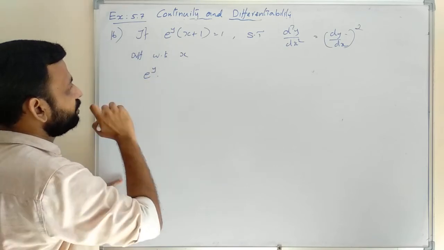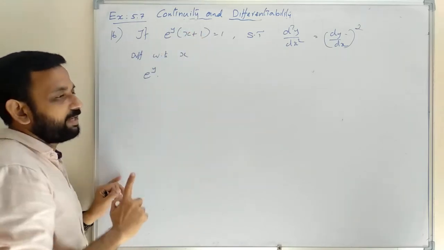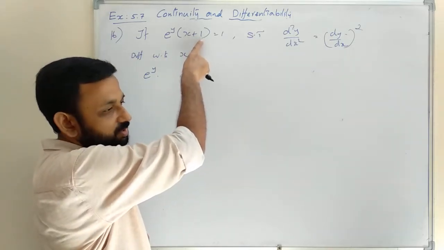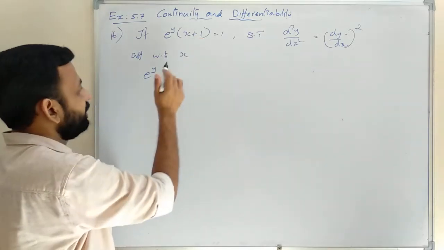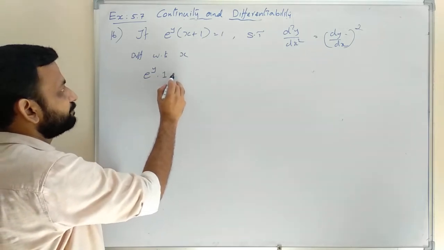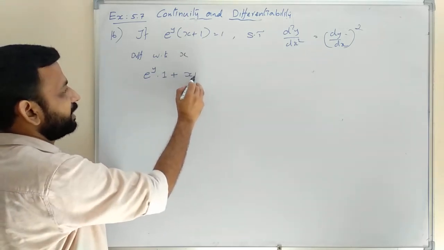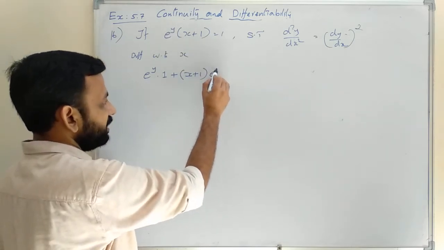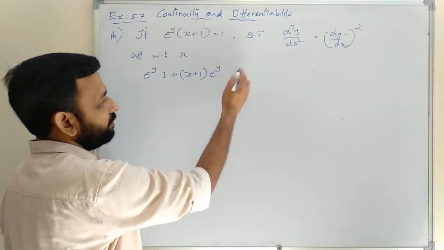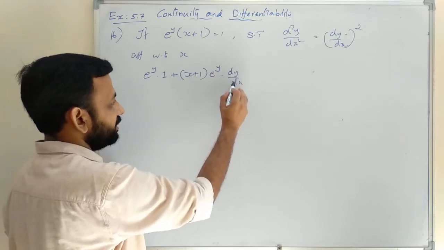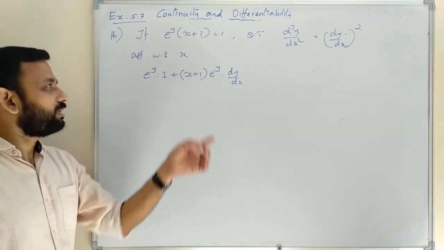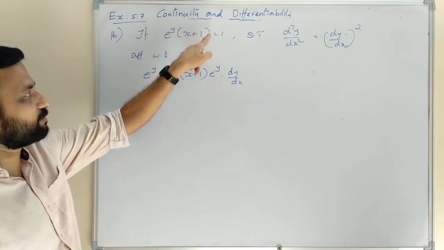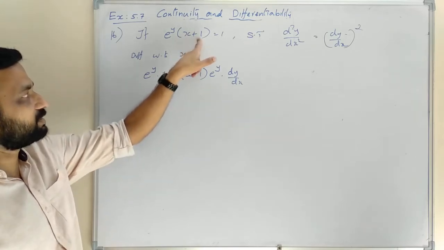First function into derivative of x plus 1. Derivative of x is 1, derivative of 1 is 0. So 1 plus 0, that is 1 only. So e raised to y into 1, plus second function x plus 1 into derivative of e raised to y, that is e raised to y into derivative of y, dy by dx.